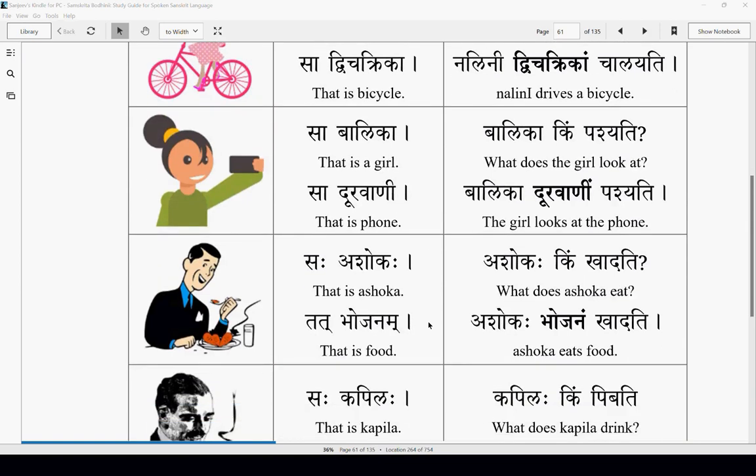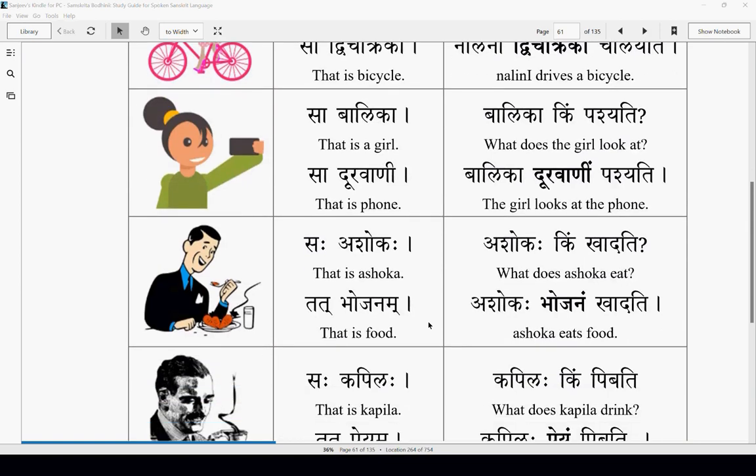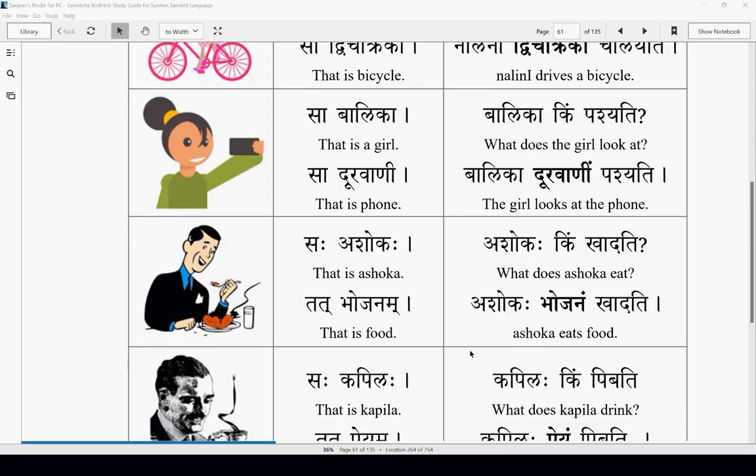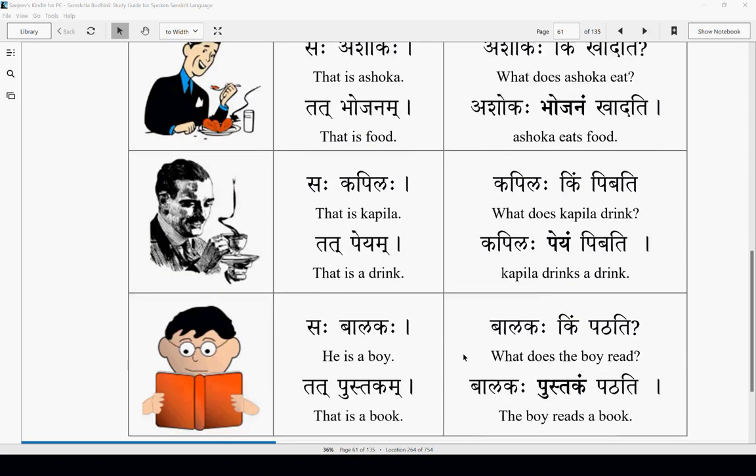Third sentence. Sa Balika, that is a girl. Sa Dhuravani, that is a phone. Balika Kim Pashyati, what does the girl look at? Balika Dhuravani Pashyati, the girl looks at the phone. Saha Ashokaha, that is Ashoka. Tat Bhojanam, that is food. Ashokaha Kim Khadati, what does Ashoka eat? Ashokaha Bhojanam Khadati, Ashoka eats food.